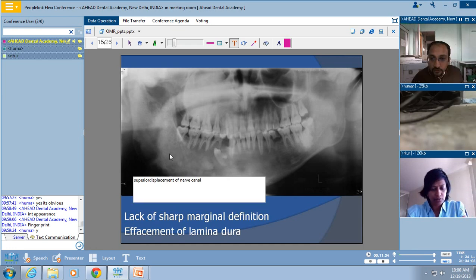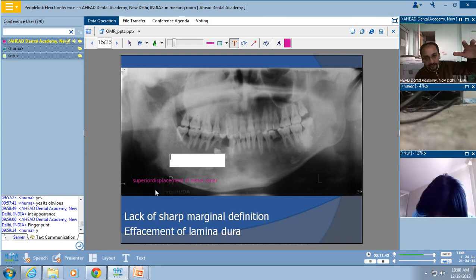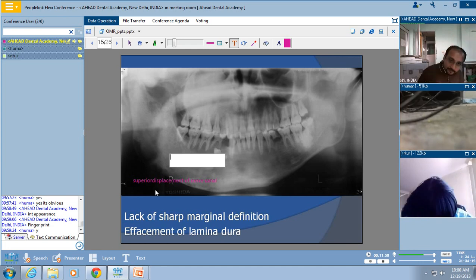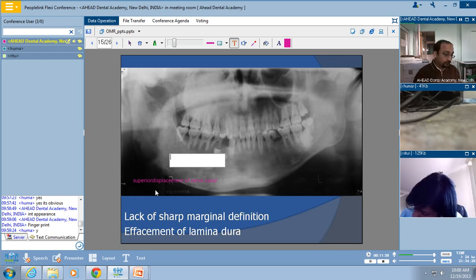Only condition that exists in the entire radiology. All the other conditions, like odontogenic tumors, cause inferior displacement of the nerve canal. But fibrous dysplasia represents the only condition that causes superior displacement of the nerve canal. That is a very, very common viva question which is generally asked everywhere. Okay?